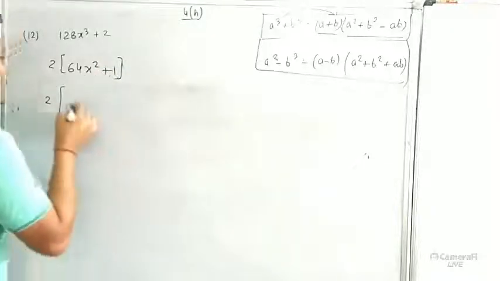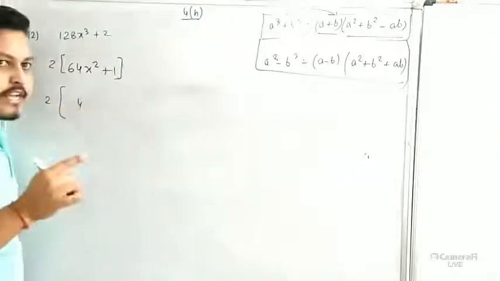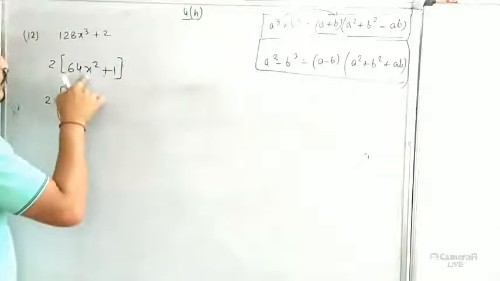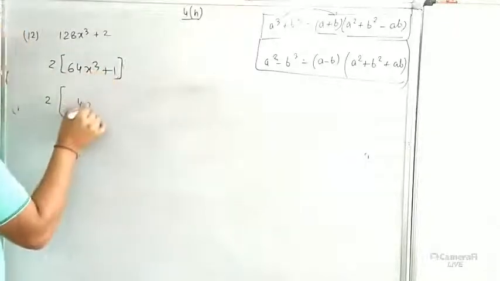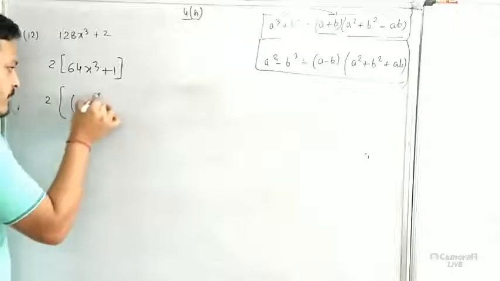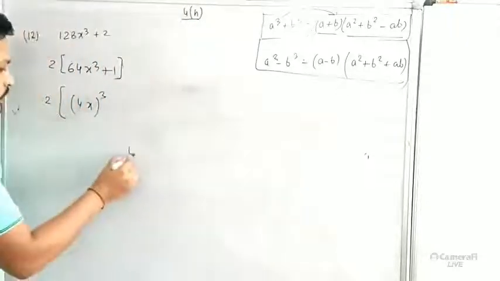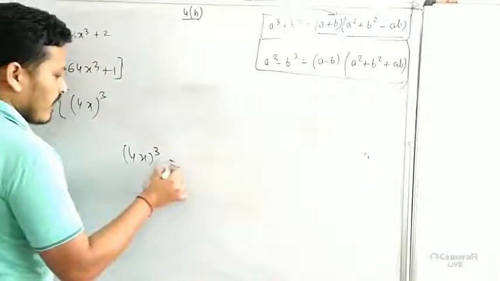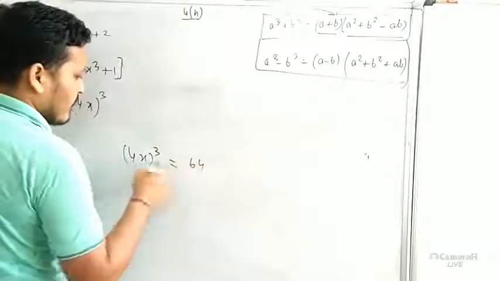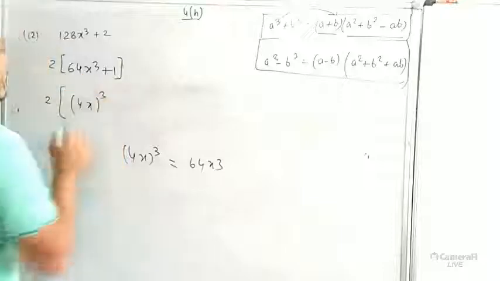What is the cube root of 64? It is 4. 4 4s are 16, 16 4s are 64. What is the cube root of x cube? It is x. Then outside we will put the cube, so it becomes its original form. Check: what is the cube of 4x? 4 4s are 16, 16 4s are 64, and x cube is x cube, so 64 x cube.